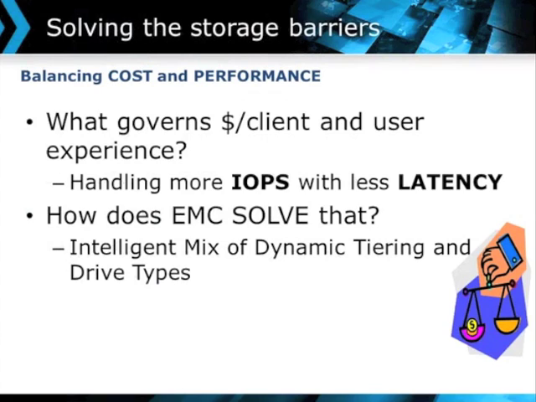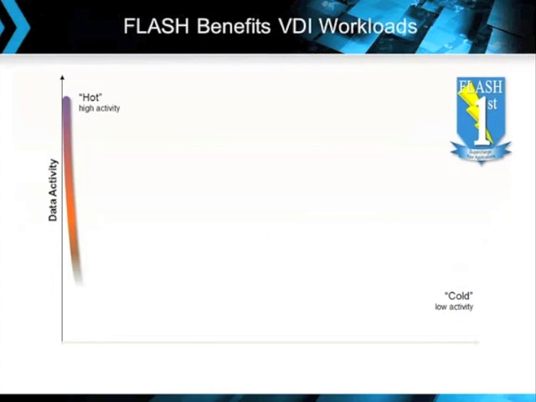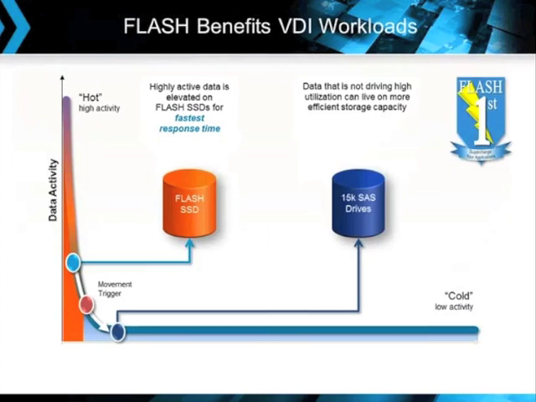So how does EMC solve the problem of balancing cost and performance to achieve the positive user experience? This is simple, right? FAST and FAST Cache. So let's look at the benefits of flash in the VDI workload. Skew is a very important concept. Understanding that 90% of the I/O generated in a VDI environment is actually running on 5 to 10% of the capacity enables us to approach this with a new type of thinking.